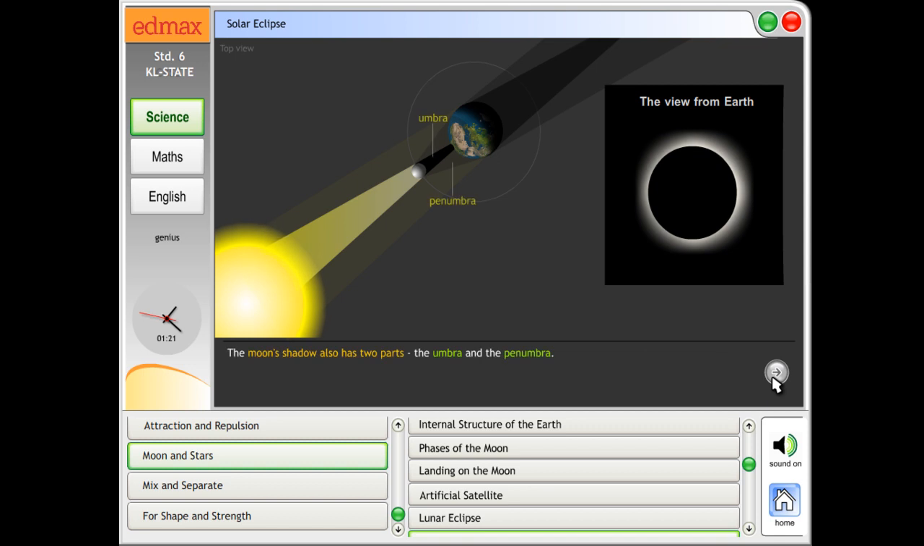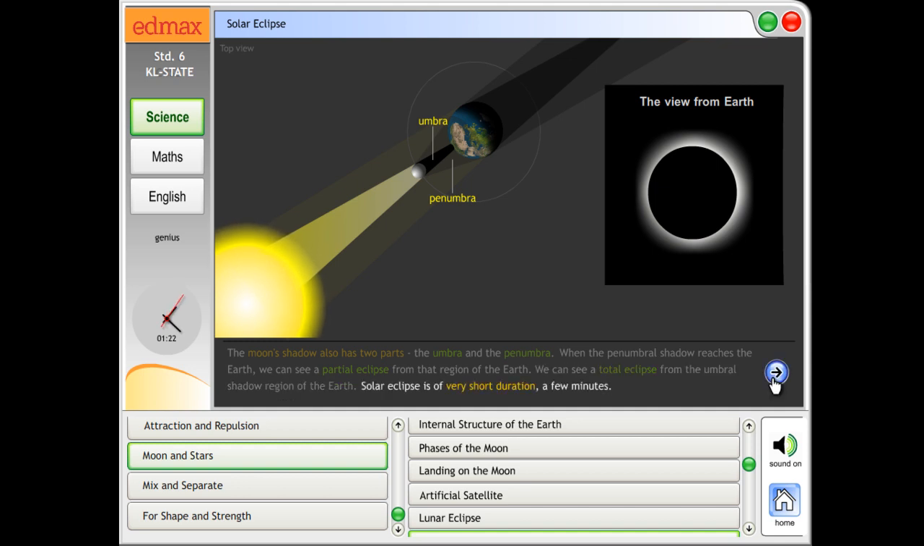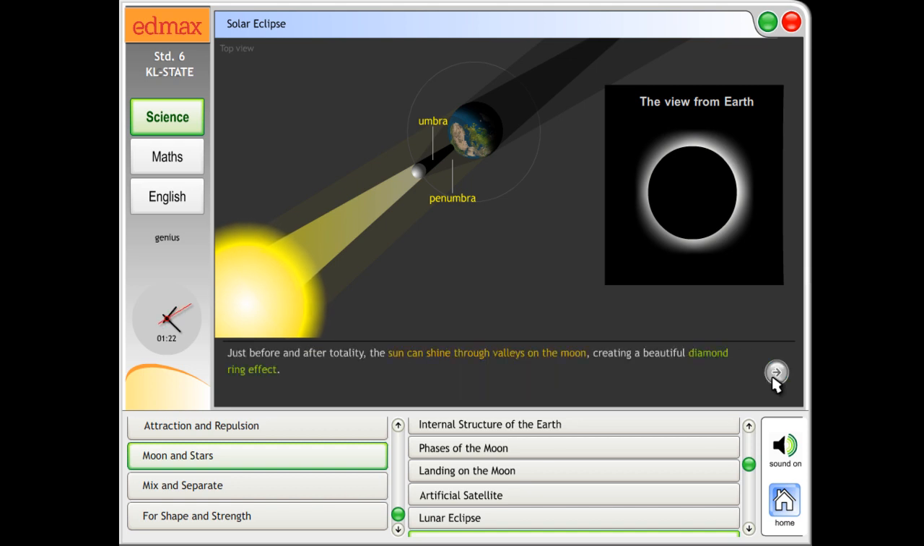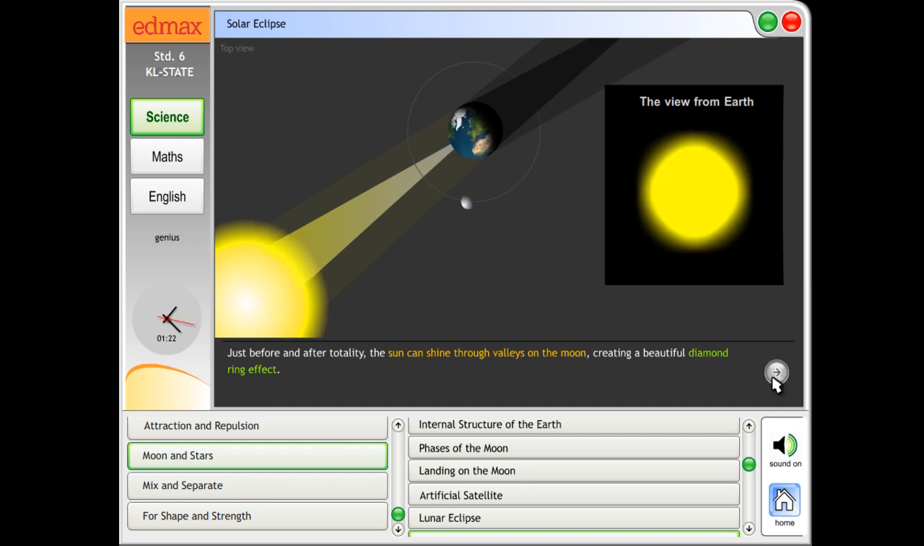The Moon's shadow also has two parts, the umbra and the penumbra. When the penumbral shadow reaches the Earth, we can see a partial eclipse from that region of the Earth. We can see a total eclipse from the umbral shadow region of the Earth. A solar eclipse is of very short duration, a few minutes. Just before and after totality, the Sun can shine through valleys on the Moon, creating a beautiful diamond ring effect.